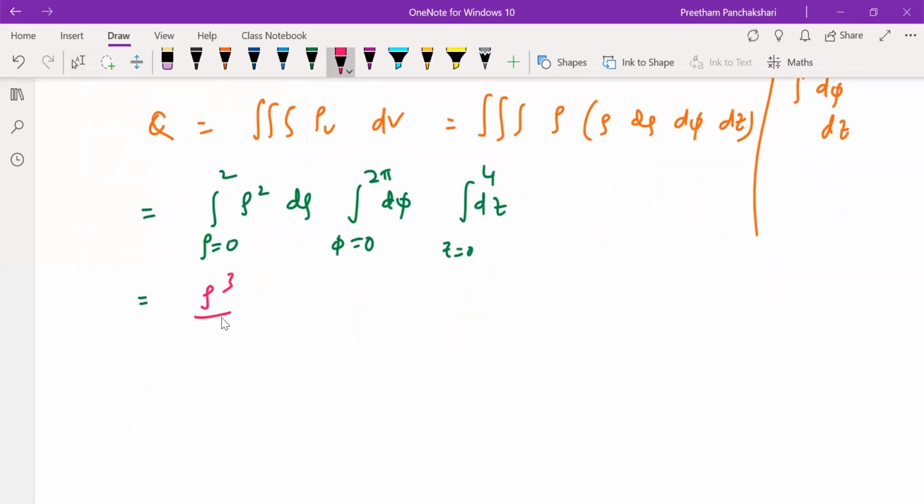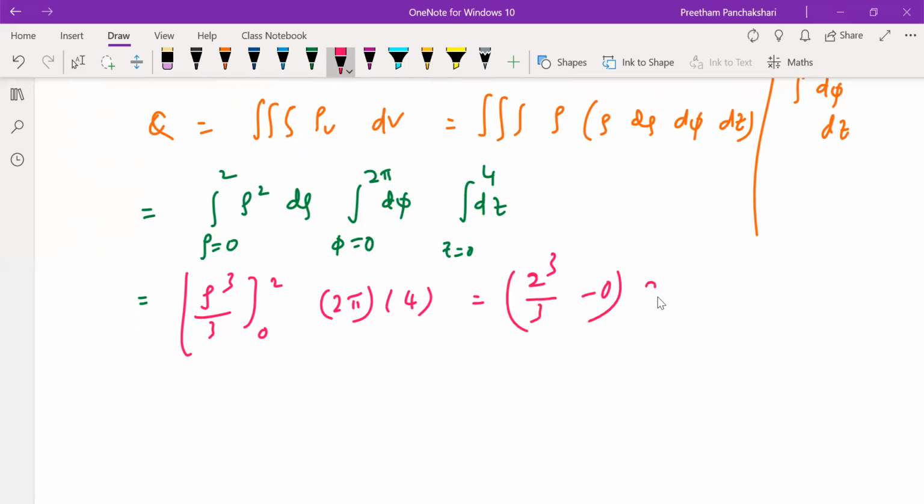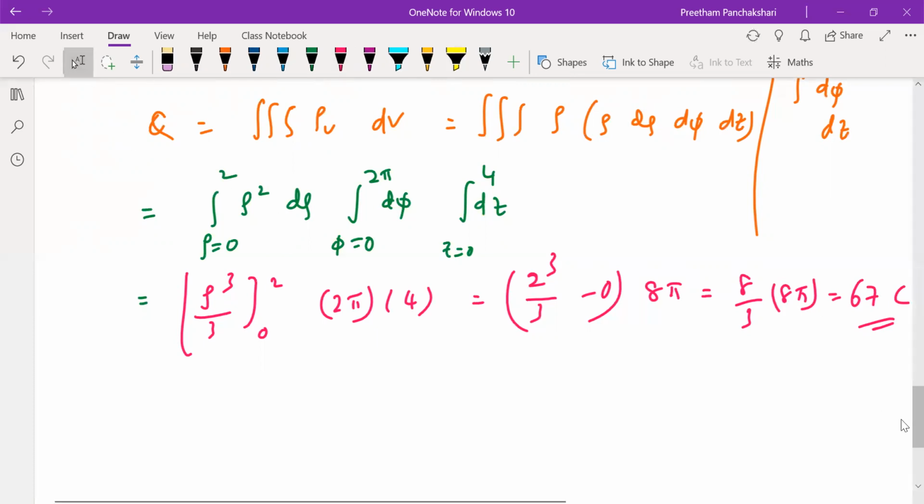Rho cube by 3. Limits. This is 2 pi finally, and this is 4. 2 upper limit. So 2 cube by 3 minus 0 into 8 pi. This is going to be 8 by 3 into 8 pi. If you multiply, we will be having an answer of 67 coulombs. So this is the solution.